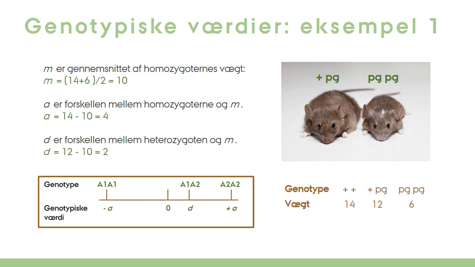And then what is our D? Because we see if 10 is in the middle, we can nicely see here that the heterozygotes actually, they're not 10, they're 12. So there is a dominance effect, meaning that if you have a plus allele, it actually does make you a little bit bigger. And then we see that it's just 12 minus 10, 2. So our dominance effect is 2.